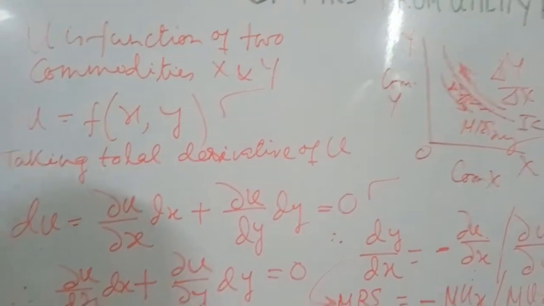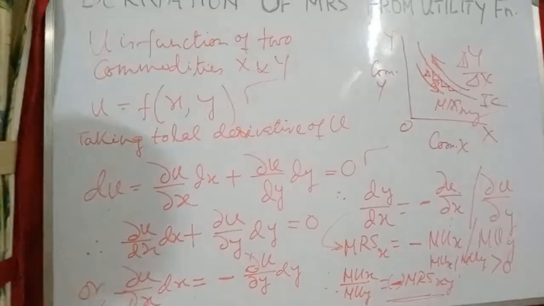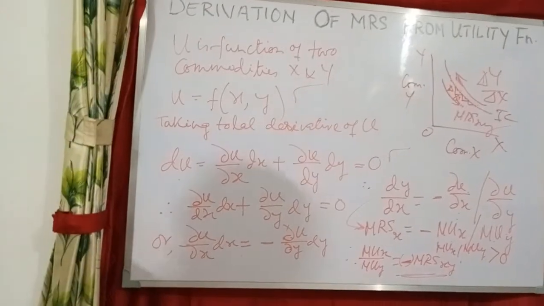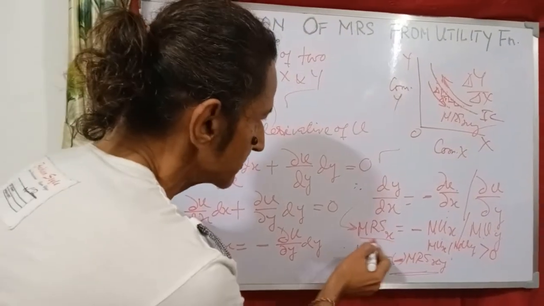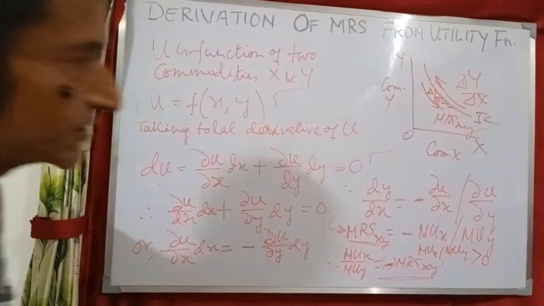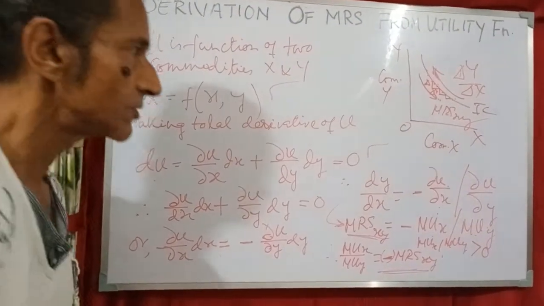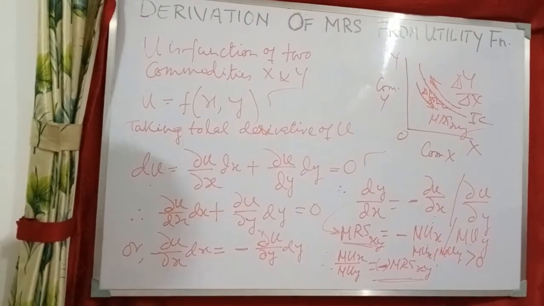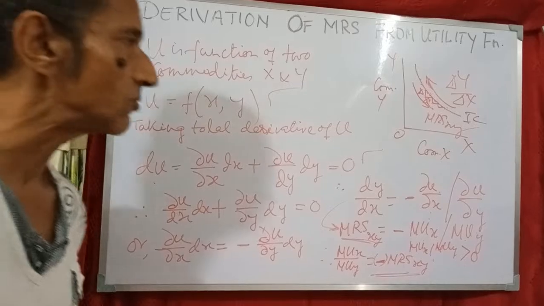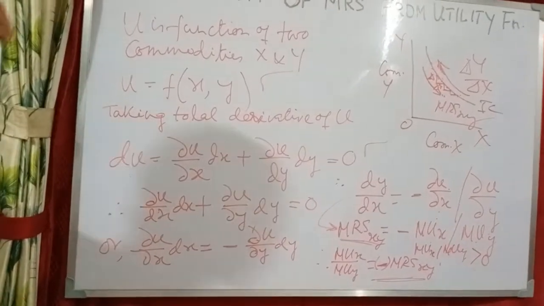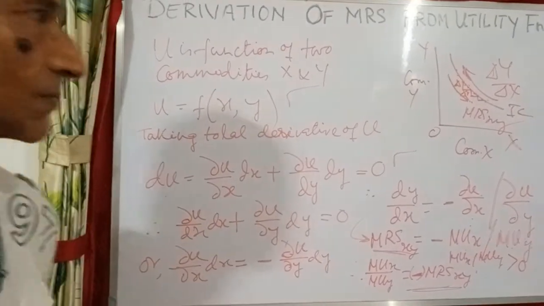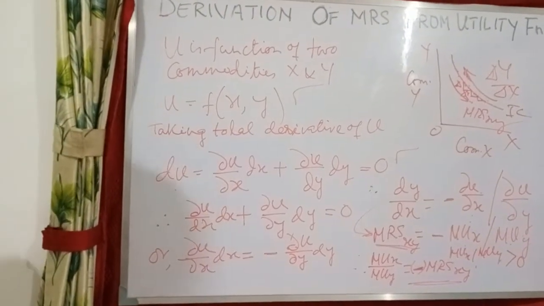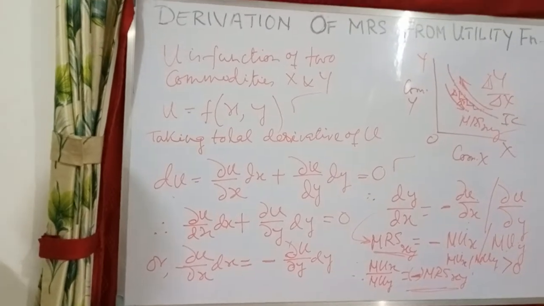Now MU x by MU y cannot be negative because MU x is greater than 0 and MU y is greater than 0. Therefore, this is negative. MRS XY is negative. Why negative? Because the IC curve is downward sloping. That is, the marginal rate of substitution of x for y goes down as the consumer increases consumption of x, sacrificing consumption of y, and remains on the same IC.